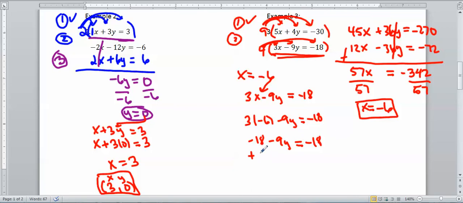To solve for y, I'm going to add 18 to both sides. So that means negative 9y is equal to 0. Divide both sides by negative 9. Y equals 0. So my final ordered pair is negative 6, 0.